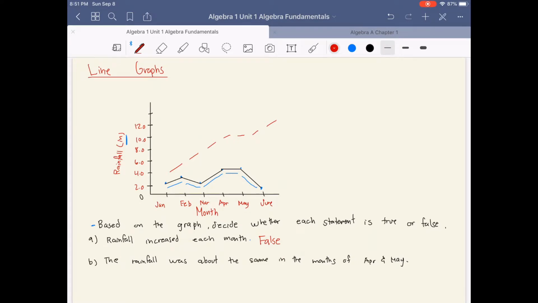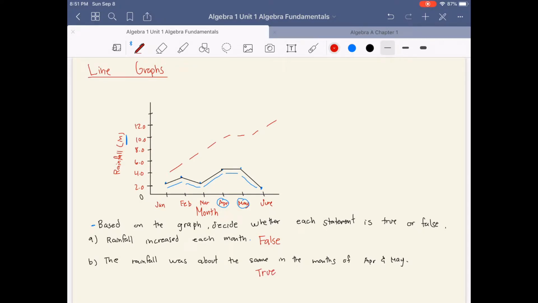Alright, let's go to letter B. The rainfall was about the same in the months of April and May. Is that true or false? So look at the months April and May. Were the amounts of rainfall about the same? If you can see the line, it should be straight enough to tell that they are the same. So the statement is true.